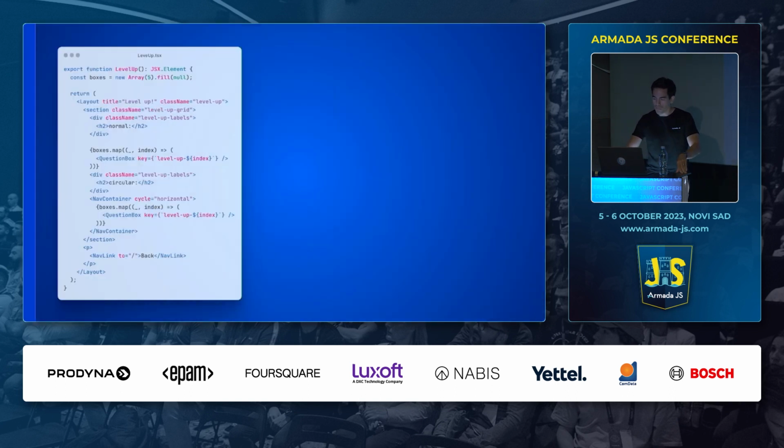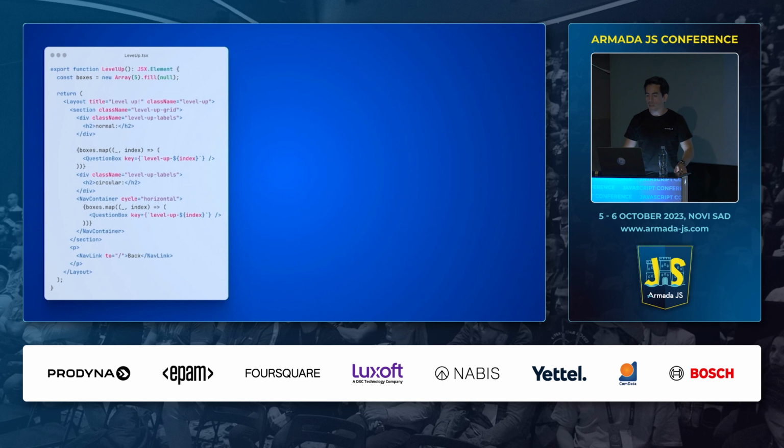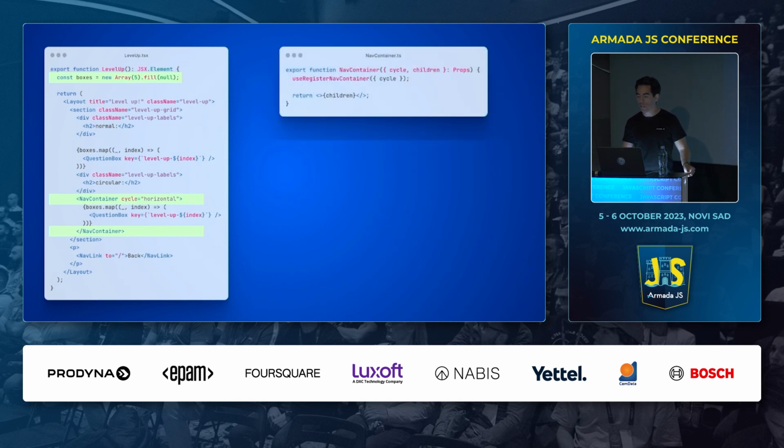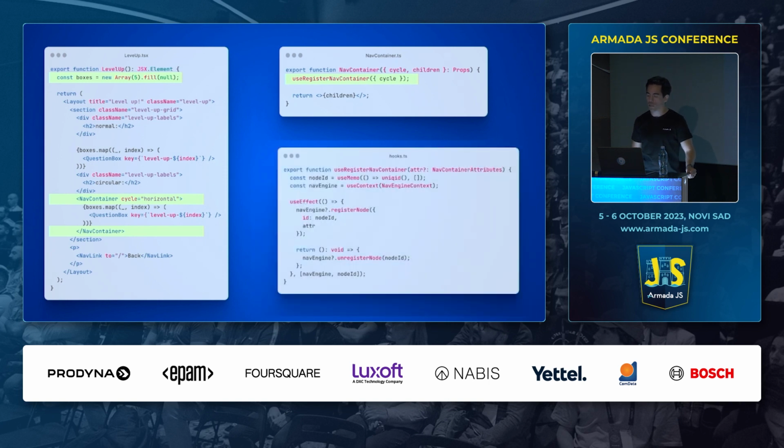For the first step, we create a new view, a new page called the level up, where we reduce the size of the array that we were using to iterate to 5. We run it twice, but for the second time, we're going to use this new component called navigational container. In this navigational container, we call a new hook function that looks very similar to the ones we had before. We create a unique identifier. We also obtain one instance of the navigation engine. But the difference is that we pass the attributes to indicate what is the direction of the cycle that this section needs to follow.